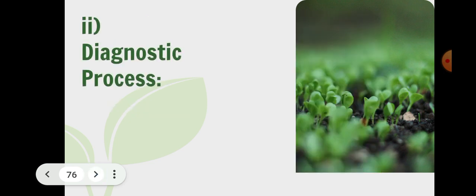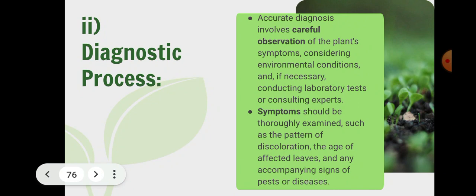The next one is the diagnostic process. The accurate diagnosis involves careful observation of the plant's symptoms, considering the environmental conditions, the laboratory tests, and the experts. Symptoms should be examined very thoroughly. For example, the pattern of discoloration, the age of affected leaves, and the accompanying signs of pests or diseases.